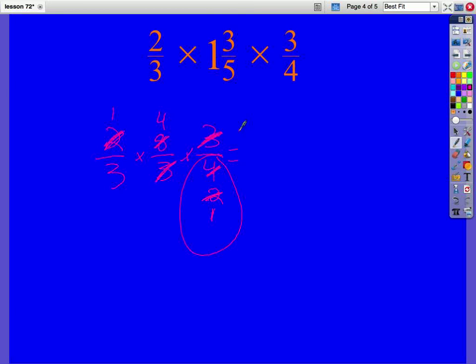So now all I have left on top is a 4, and on the bottom all I have left is a 3. Converting to a mixed number, I have 1 and 1/3. So sometimes we're going to have to reduce a number more than once by using 2 other numbers on the opposite side.